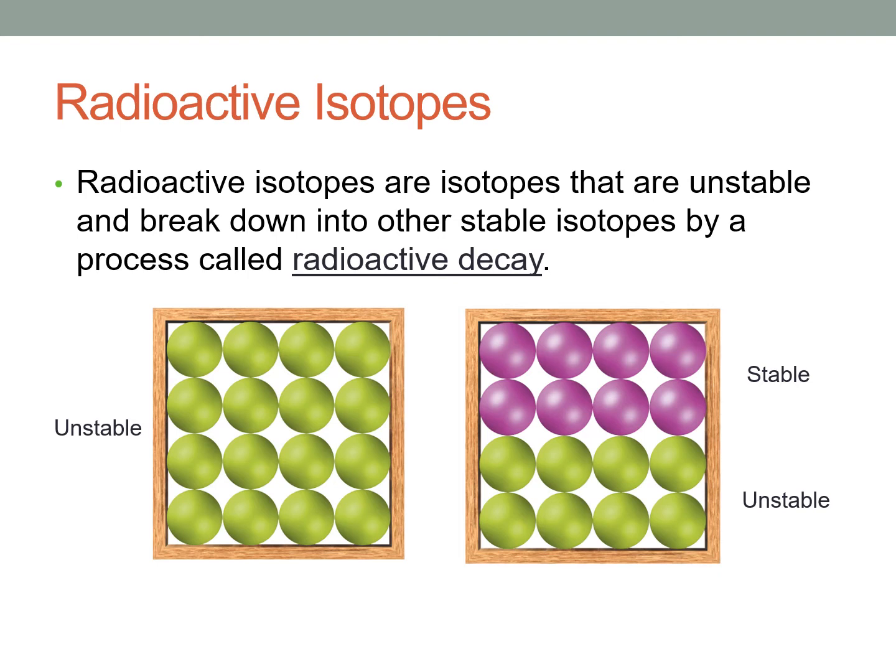Radioactive isotopes, again, they're isotopes. Isotopes are just atoms of the same element with a different number of neutrons, and they are unstable, and they break down into other stable isotopes by this process called radioactive decay. So over time they go from being unstable to stable, and we know how long this decay takes for certain isotopes.